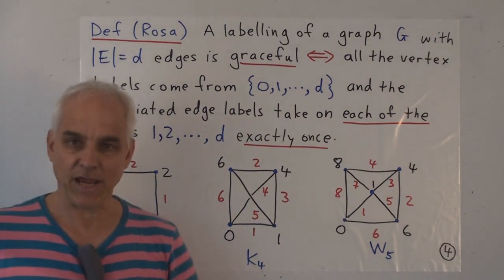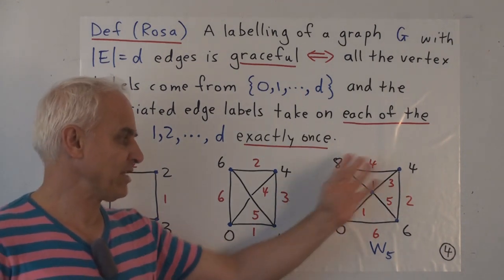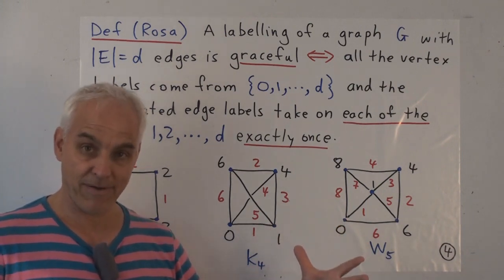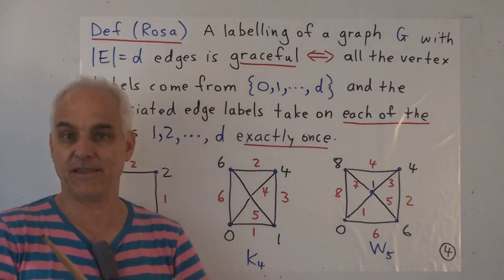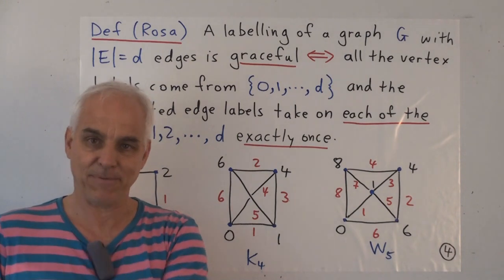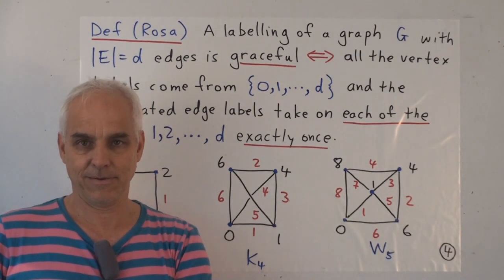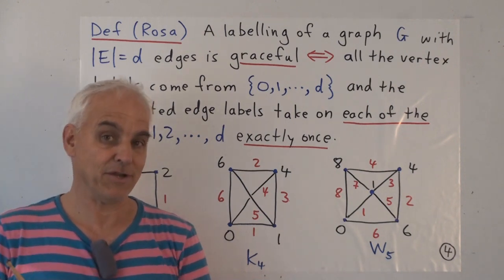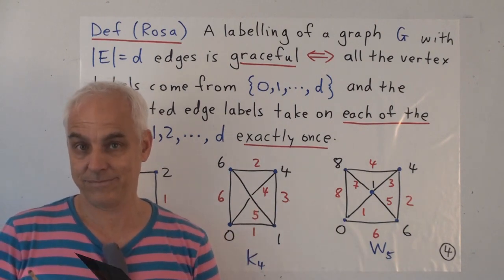And you can maybe appreciate that it might not be so obvious how to get a graceful labeling. It might be a little bit tricky, especially if the graph is getting bigger. How do we assign these numbers to the vertices so that the edges get this beautiful range of values from 1 all the way up to the number of edges, each number appearing exactly once? Can we do this in general? That's a very interesting question. Can we do this for a general graph?